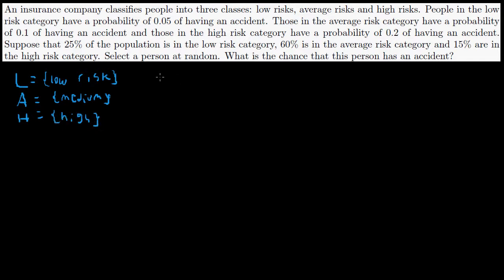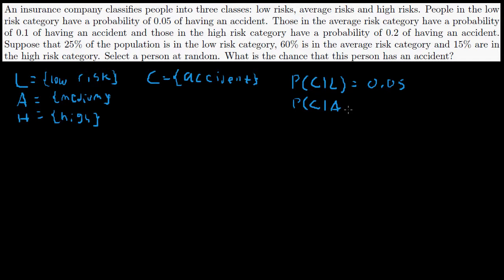Now let C be the event that they get into an accident. So C is accident. I'm using C for crash. And we're given the conditional probabilities of them getting into an accident. Those in the low risk category have a 5% chance of having an accident. So P of C given L is 0.05. The probability of C given A is 0.1. And the probability of C given high is 0.2, right?